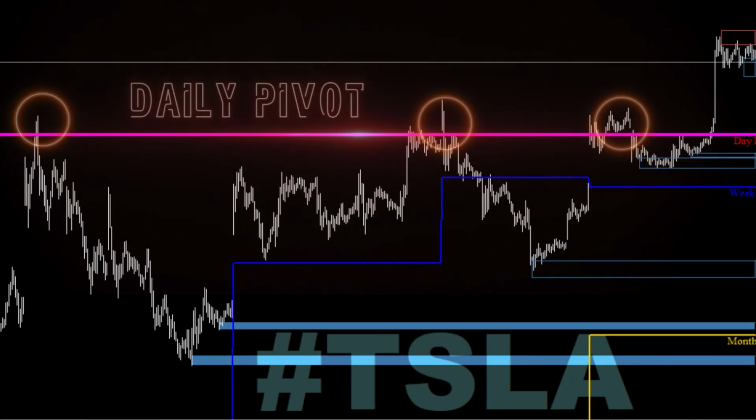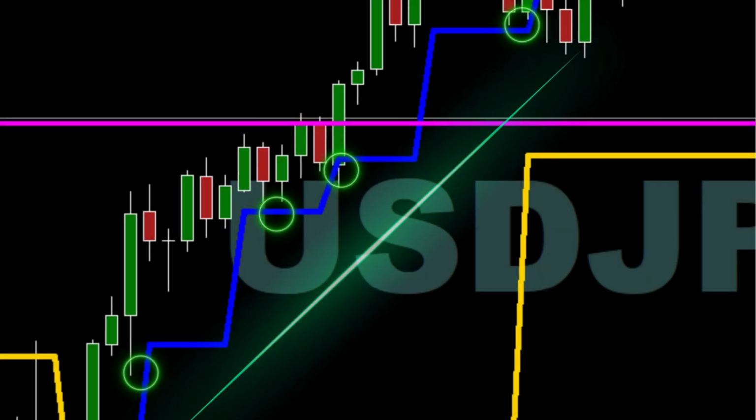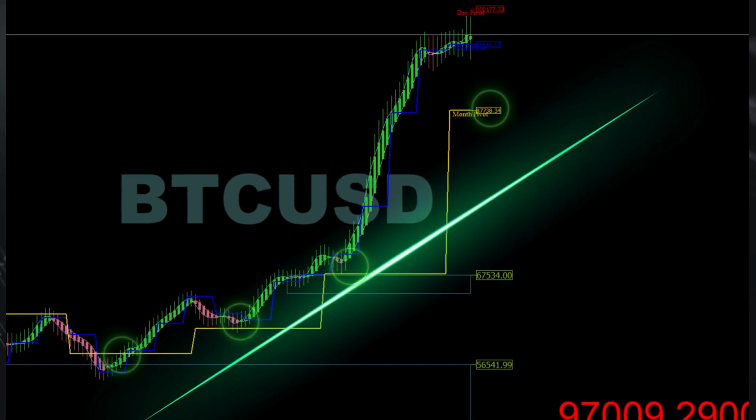Daily pivots give you the most reactive levels for intraday trades, whereas weekly pivots are best for swing trades and monthly pivots define the dominant trend. The secret? These levels align with institutional buying and selling zones.